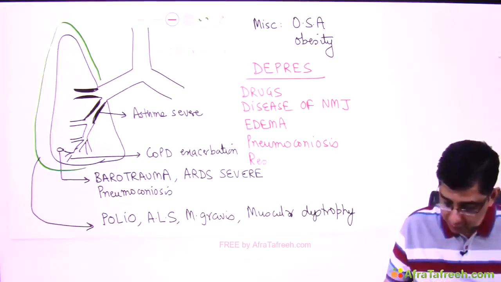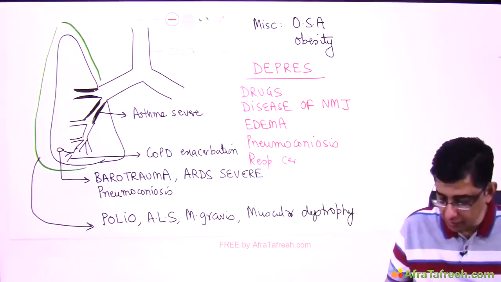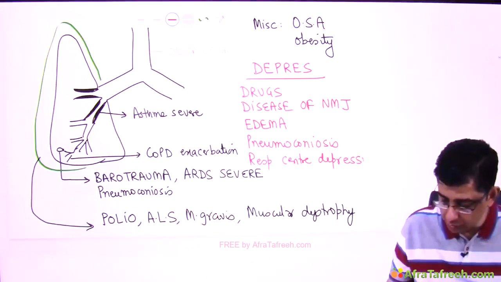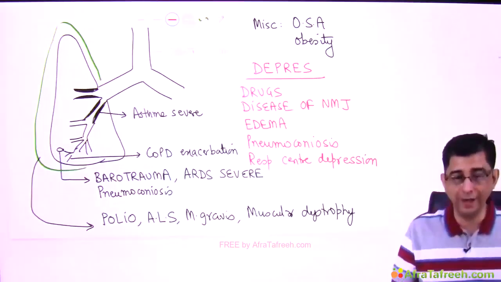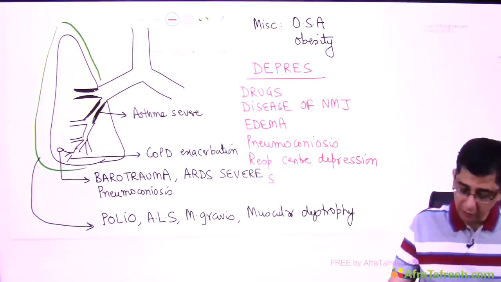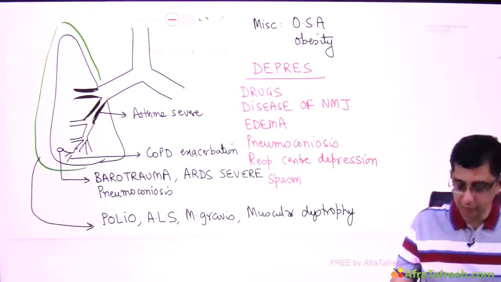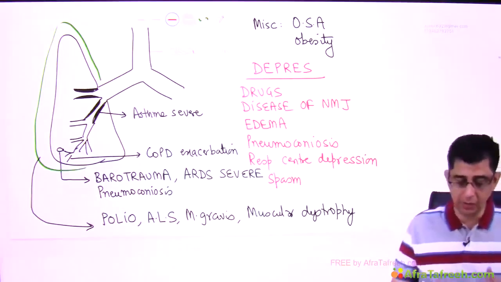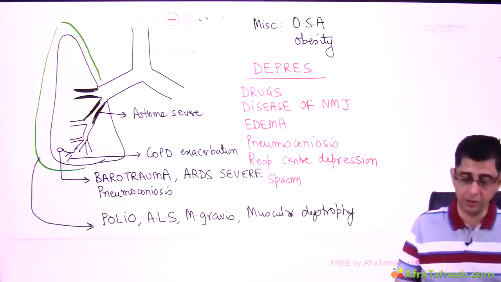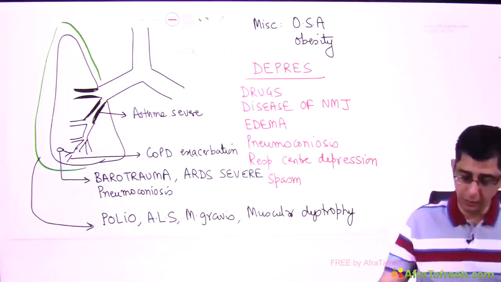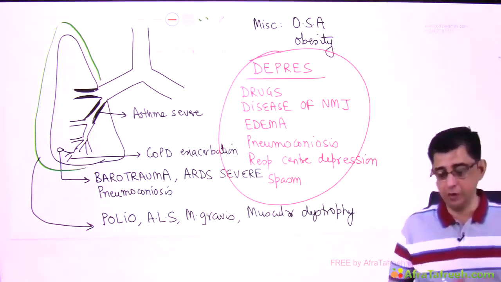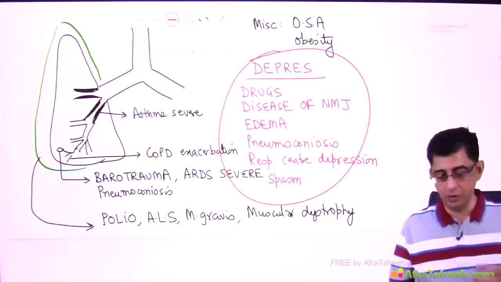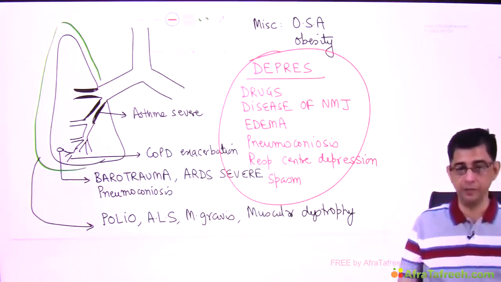R would stand for respiratory center depression. Conditions causing respiratory center depression could be stroke, CNS infections, or drugs like morphine and sedatives. S would stand for spasm, that is bronchospasm. That could be asthma exacerbation or COPD exacerbation that could worsen the status of the patient. So whenever you think about respiratory acidosis, guys, you have to remember the word DEPRESS so that you can actually work out what is happening to the patient.